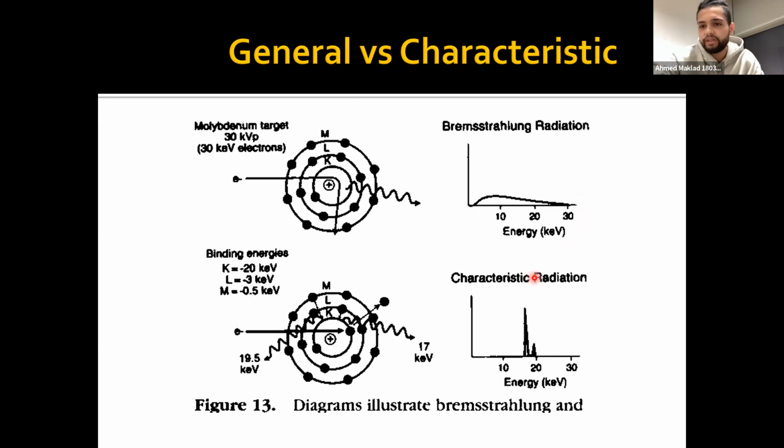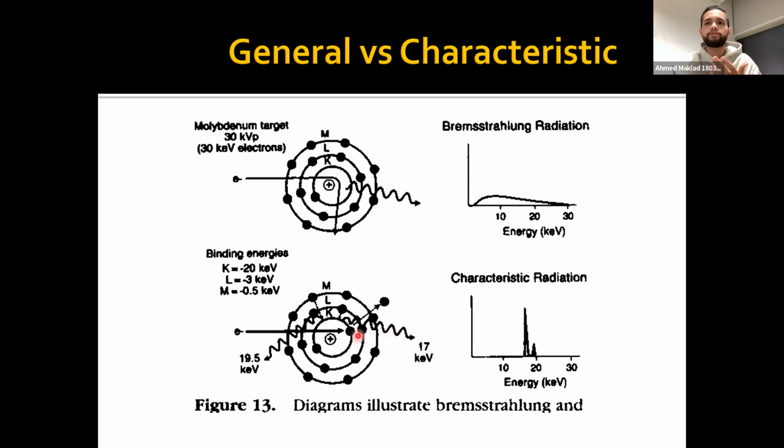Yes, exactly. Exactly the same. It just can't leave the body because it's not powerful enough, right? So it stays inside your body and it causes damage, and that is bad. You don't want to do that, all right? That's why we try to decrease general radiation, right?